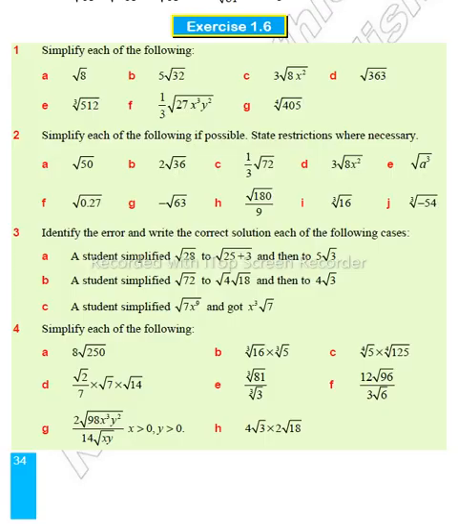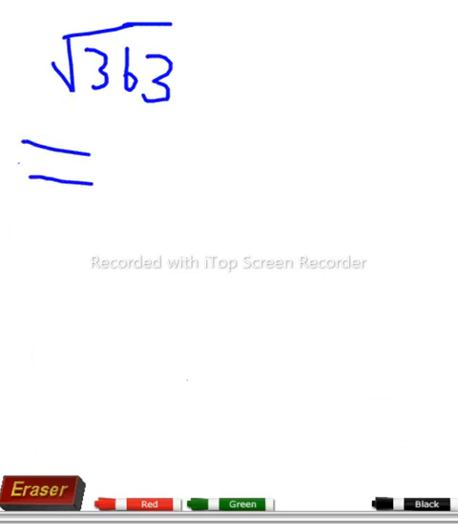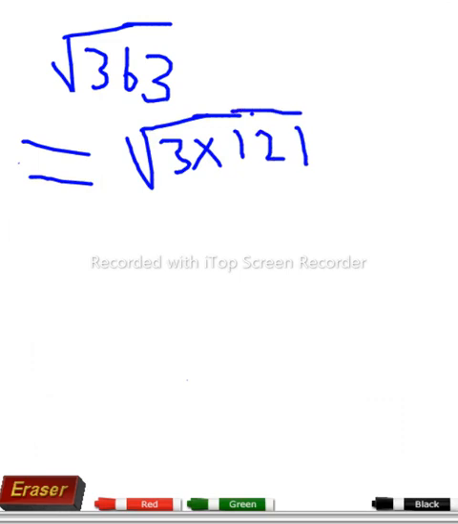Again, we have another question. We have the square root of 363. Let us simplify this first. We can write this number as 3 times 121. 121 means 11 square.